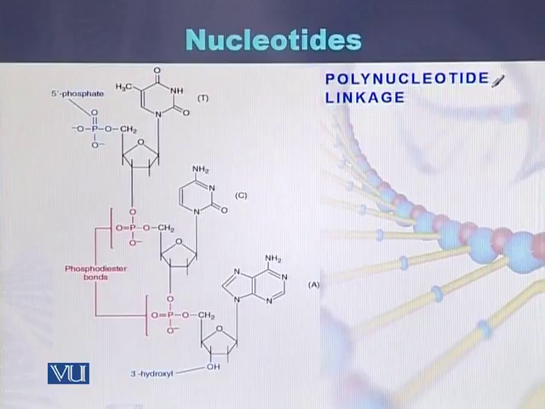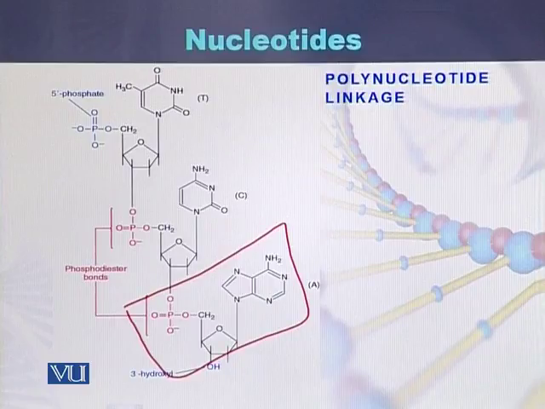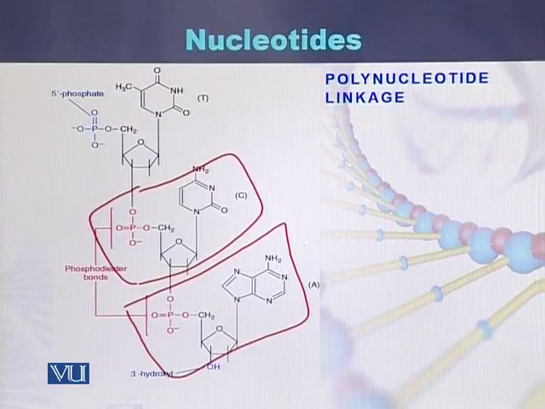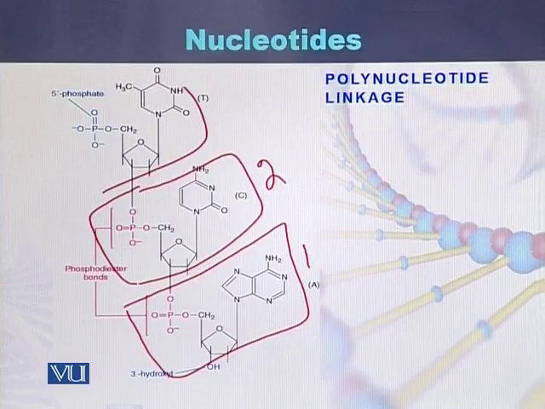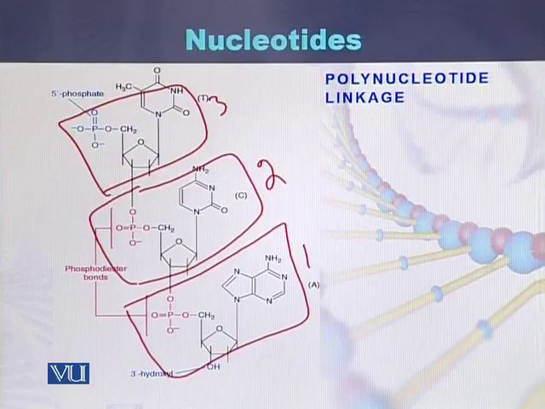If we see this diagram, this is one nucleotide. This is the second nucleotide. So nucleotide 1 is attached to nucleotide 2 and the second is attached to nucleotide number 3. So polynucleotide means the nucleotides which are the building blocks of DNA are joined with each other. One is joined with the second, which is joined with the third nucleotide.